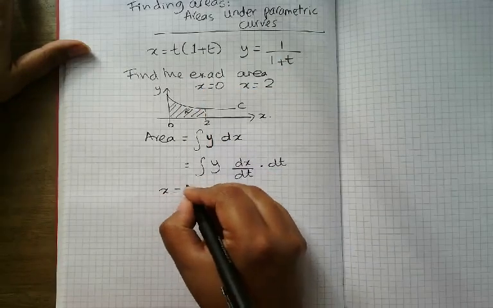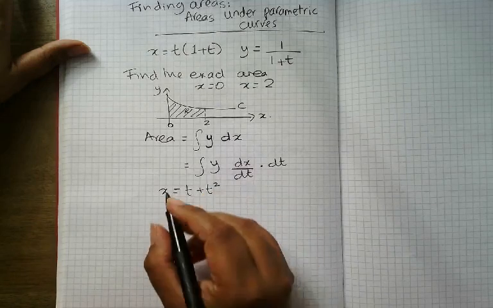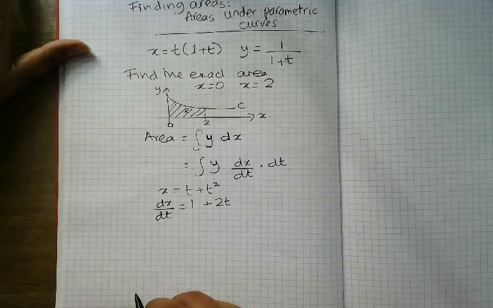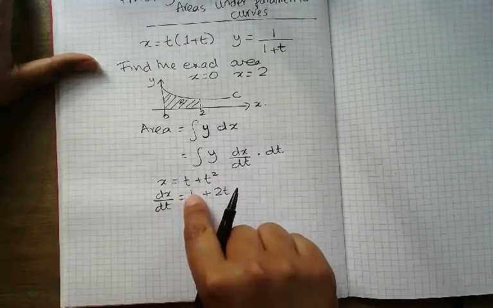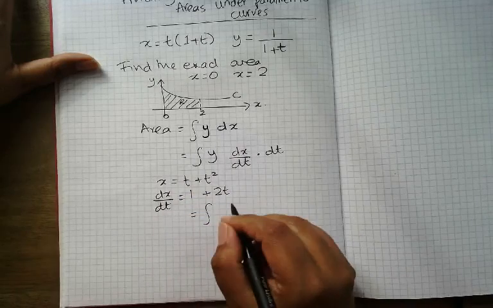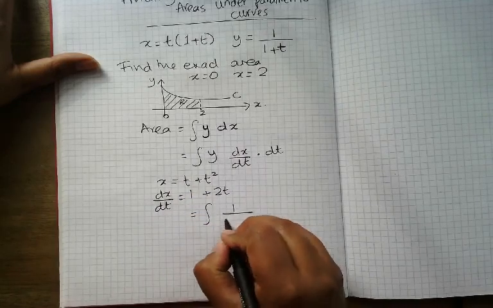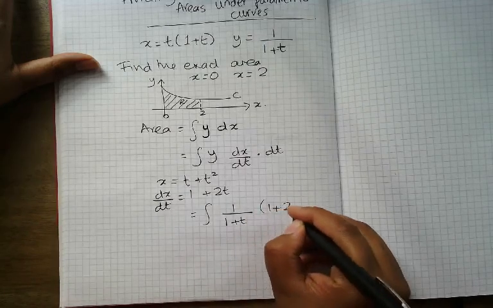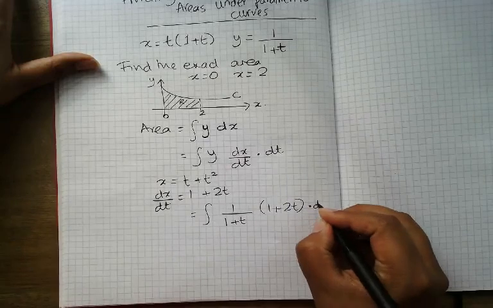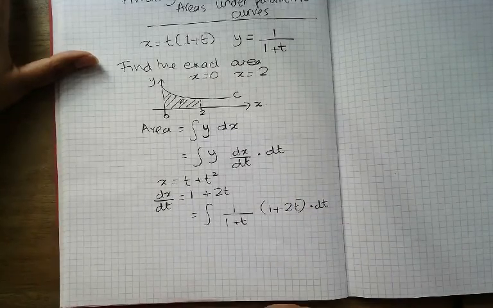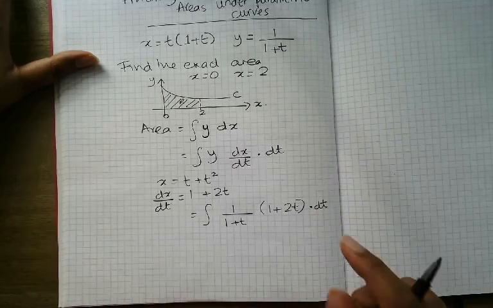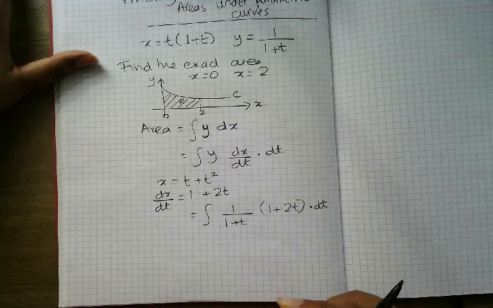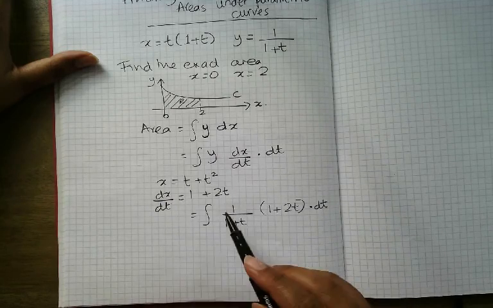So my x is t plus t squared. Dx by dt is 1 plus 2t. And I am now going to plug this into my formula here. So I'm integrating y, which is 1 over 1 plus t, and I'm going to multiply that by 1 plus 2t, and integrate that with respect to t.